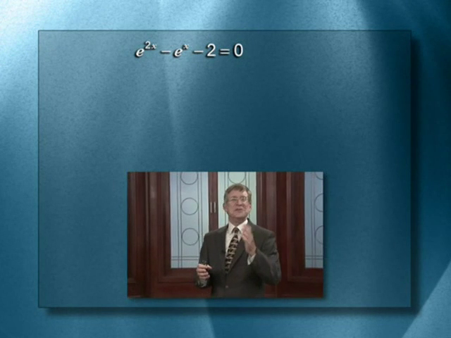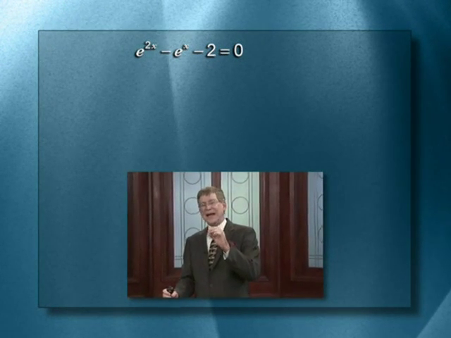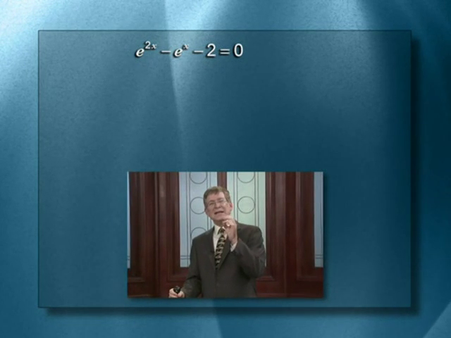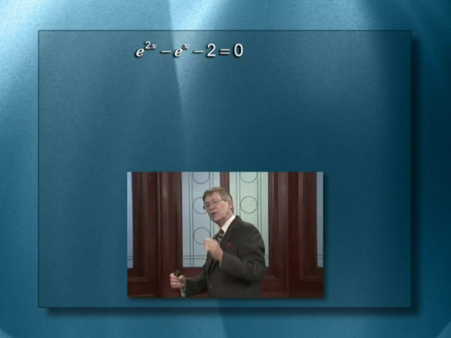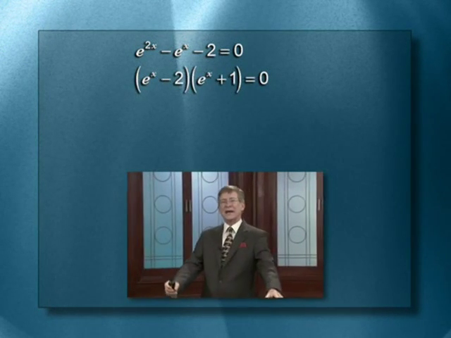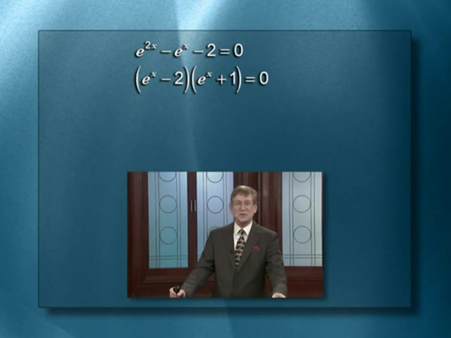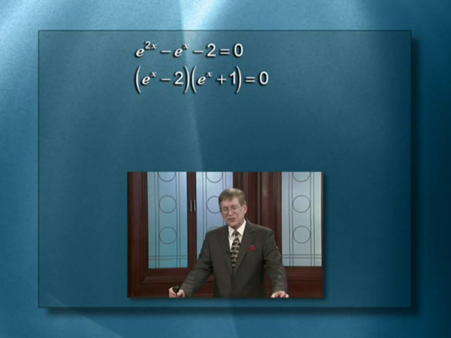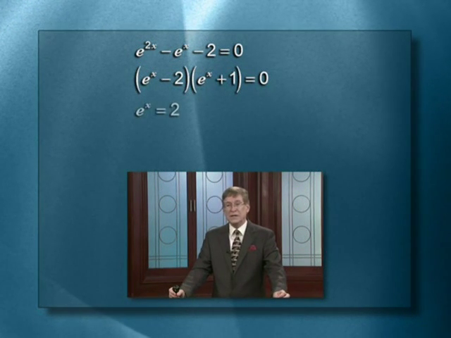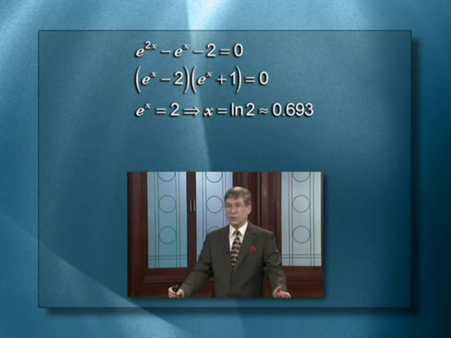Well, again, you can factor this. Remember the trick. We're thinking of e to the x as the variable, and this is e to the x squared minus e to the x minus 2. So it factors as e to the x minus 2 times e to the x plus 1. Again, you can check that factorization. Okay, let's set each factor equal to 0. e to the x equals 2. That means that x is log 2, which is about 0.7.